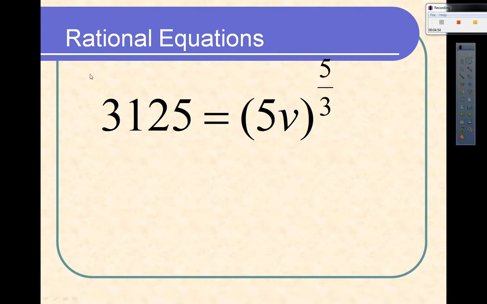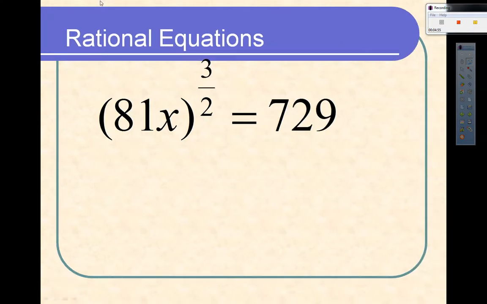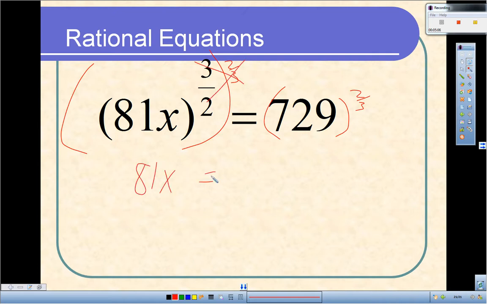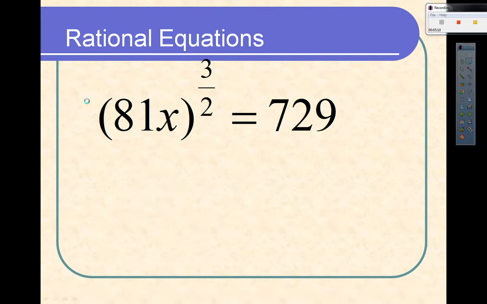Alright, for the next one, notice that my variable is x. It's in parentheses. I need to get rid of those parentheses, so raise it to the reciprocal power, so 2/3. The reciprocal and its power cross out. That leaves me 81x, and 729 to the 2/3 power is 81, and then to solve for x, divide by 81, so that gives me an answer of 1.